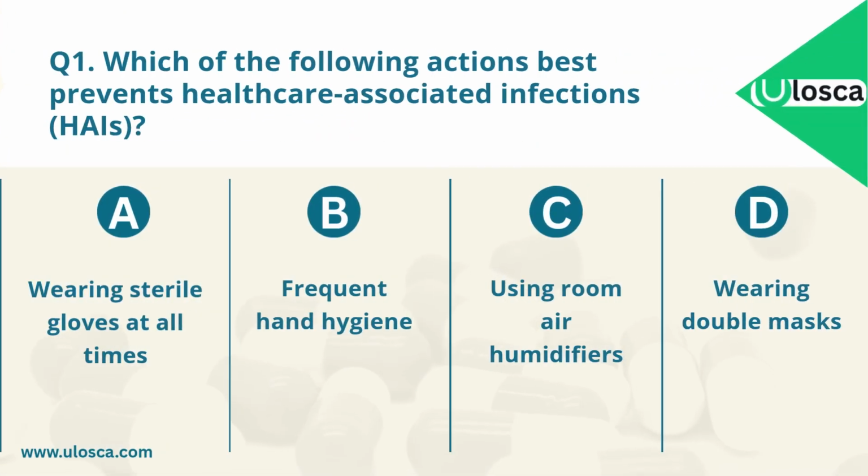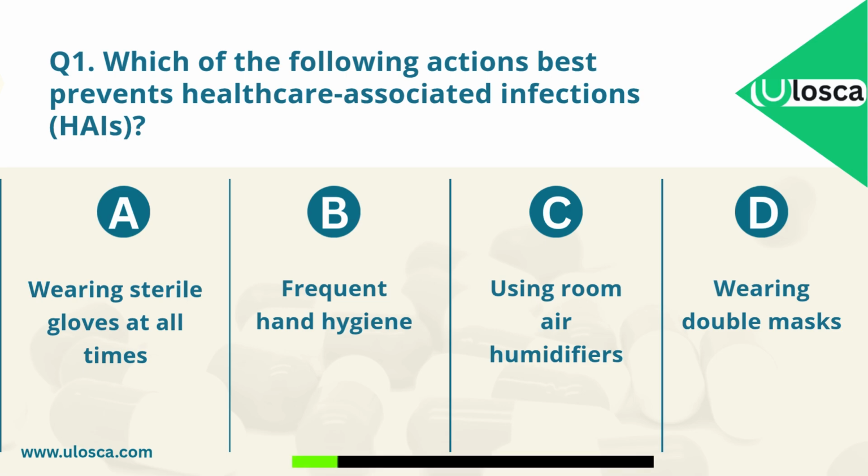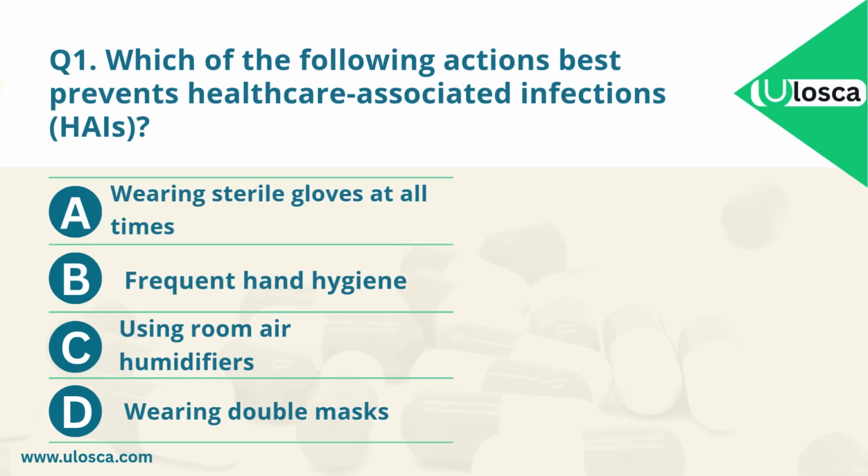Question 1. Which of the following actions best prevents healthcare-associated infections? A. Wearing sterile gloves at all times. B. Frequent hand hygiene. C. Using room air humidifiers. D. Wearing double masks. Which one is the correct answer? The correct answer is B. Frequent hand hygiene.